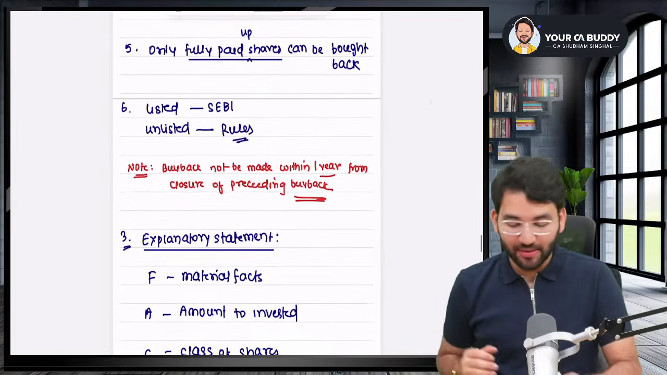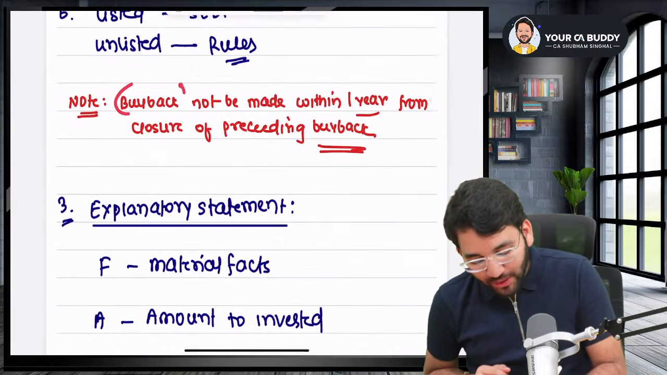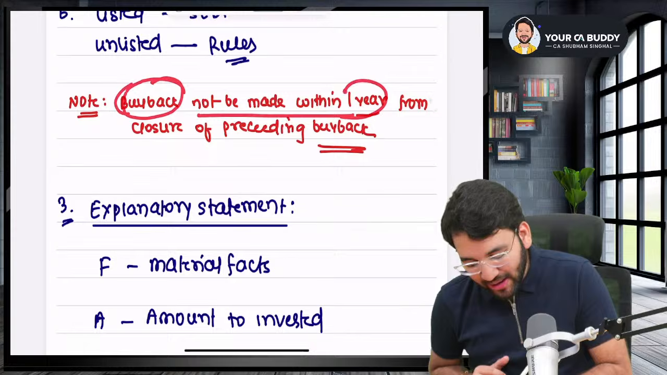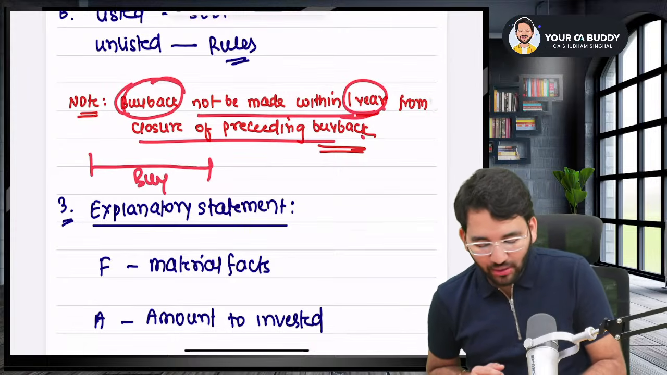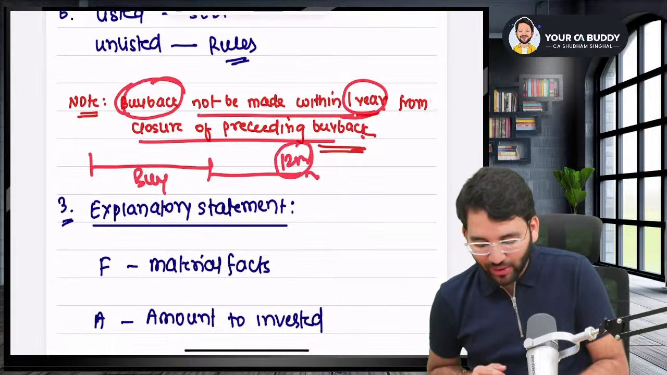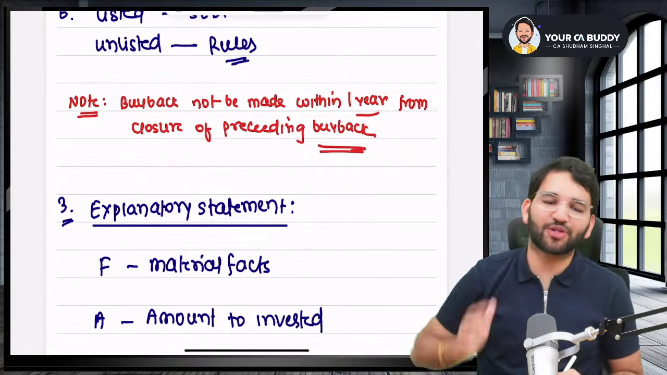But please listen to me very carefully. Buyback shall not be made within 1 year from the closure of the preceding buyback. If you have just finished your buyback, you cannot, for at least 12 months, do another buyback. After 1 year, you can do a fresh buyback.